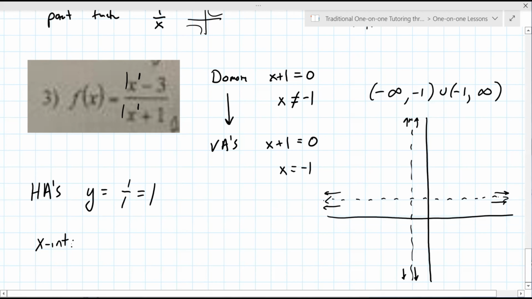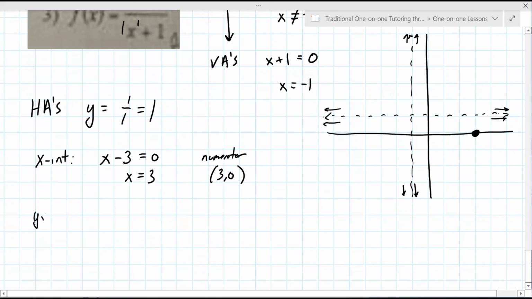All right. So the X-intercept, you're going to set the numerator equal to 0. So x equals 3. So that's the point 3, 0. And then the y-intercept we get by putting 0 in for x. So let's go 0 minus 3 over 0 plus 1 becomes -3 over 1, or -3.